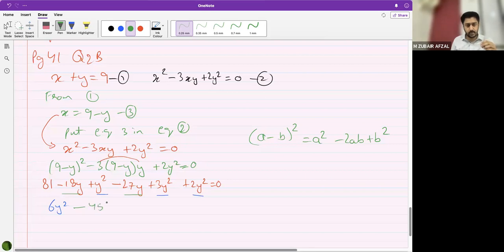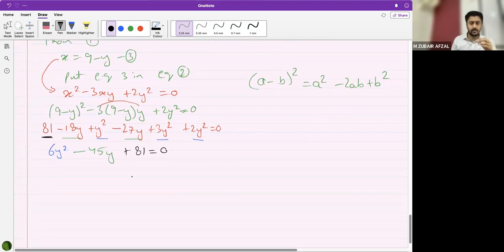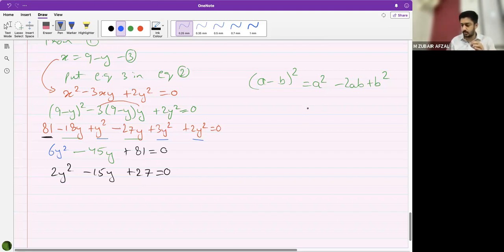Minus 45y, and then the last we have only one number, that is plus 81 is equals to 0. We can divide the whole equation with 3. So this is 2y square minus 15y plus 27 is equals to 0. Now we have a perfect quadratic equation in simplified form. You can choose any method you like, middle term breaking or quadratic formula. I always try it with middle term breaking just to stay in practice.